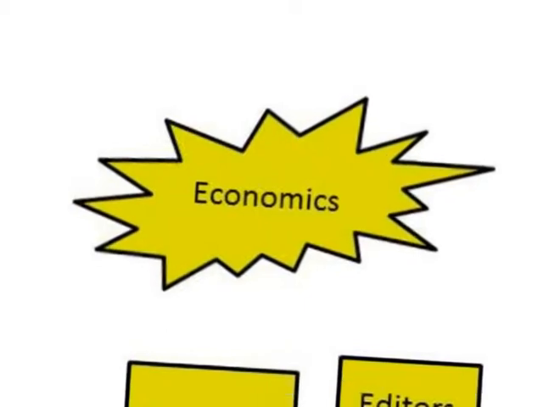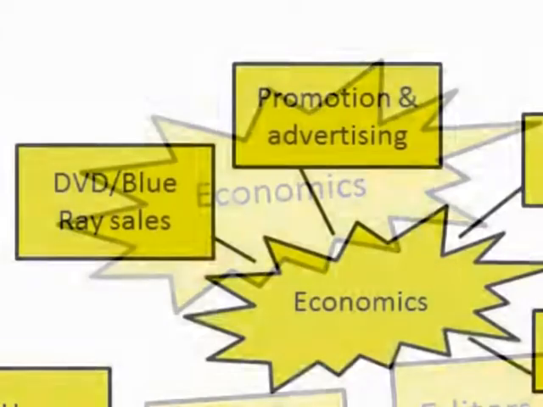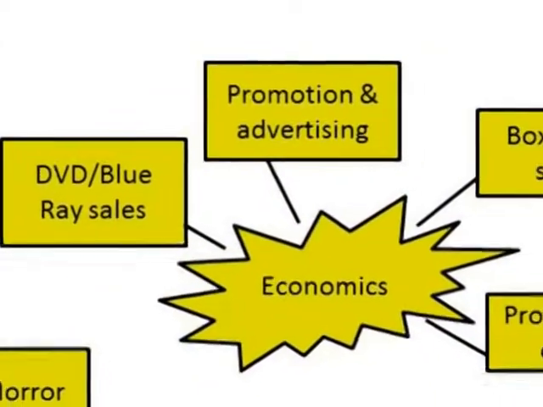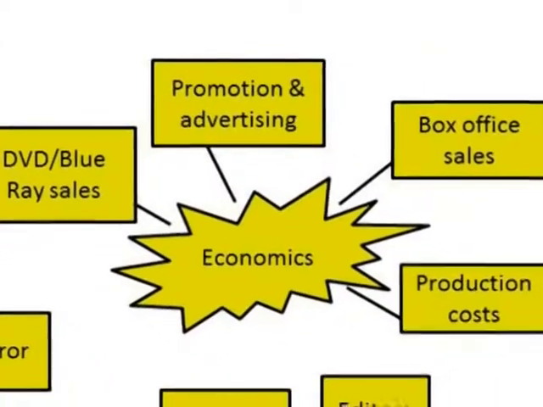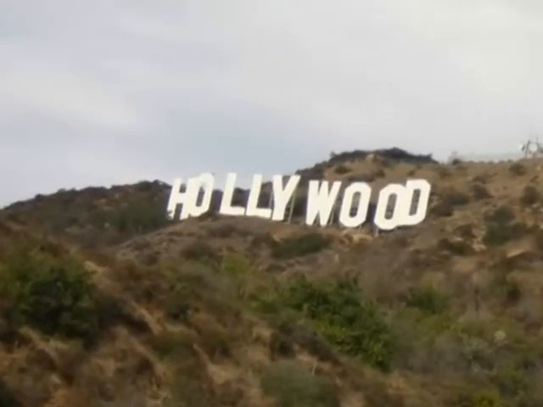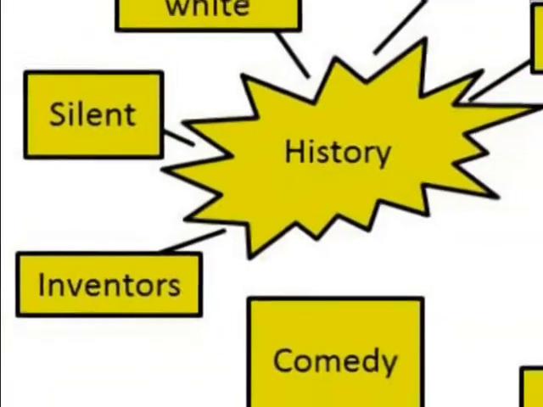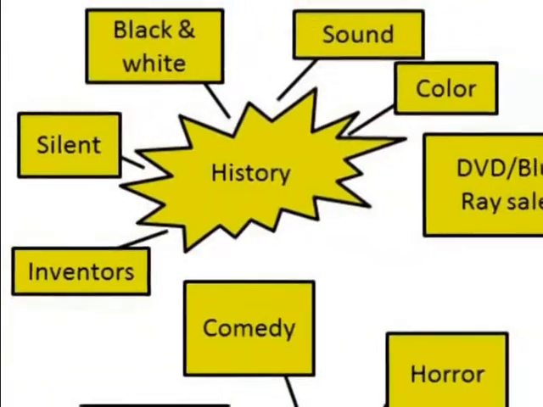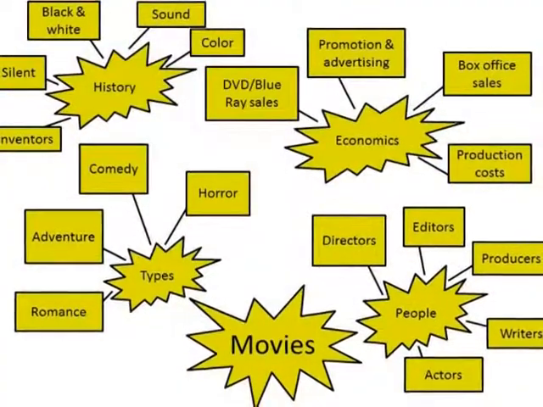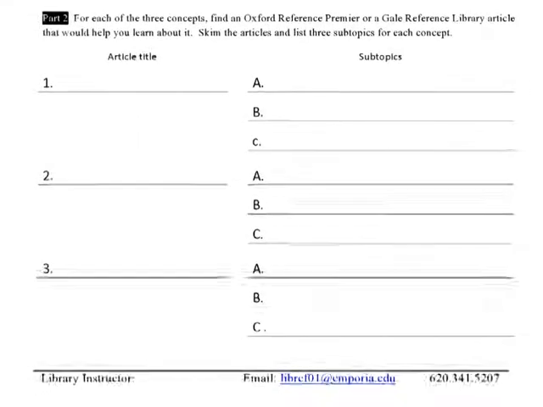Movies are really big business, so you could write about the economic issues involved with movies: DVD and Blu-ray sales, promotion and advertising, box office sales, production costs. Did you know that even cheap films cost tens of millions of dollars to make? Or you could write about the history of movies, important inventors, silent films, black and white films, films with sound, films with color. You get the picture. Part 2 of the worksheet will help you consider the subtopics of your concept.